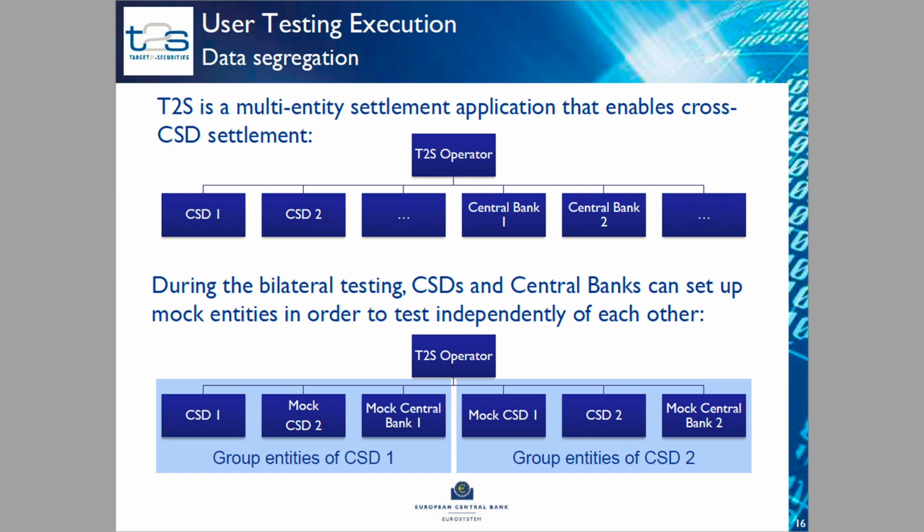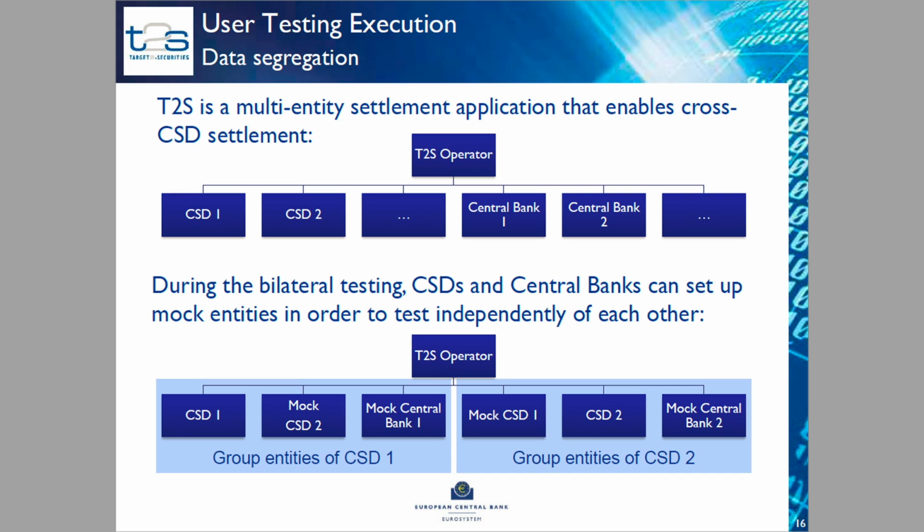So because of this feature, the actors need to agree among themselves the data. We talk about ISINs, we talk about accounts, that they use for certain tests to ensure that they do not impact the testing of other entities. And for this purpose, we have introduced that during the bilateral testing, the CSDs and central banks can set up mock entities in order to test independently of each other.